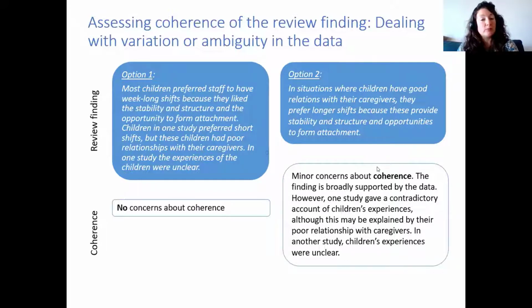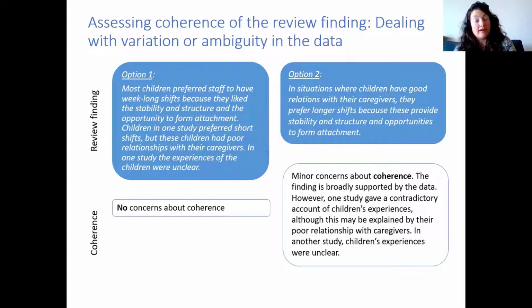Children in one study preferred short shifts, but these children had poor relationships with their caregivers. And in another study, the experiences of the children were unclear. So this review finding explicitly details the variation in the data, and actually explicitly names those studies that had a different pattern. So we would assess this as having no concerns about coherence because that reflects the underlying data very, very clearly. But we may write the finding in a different way.